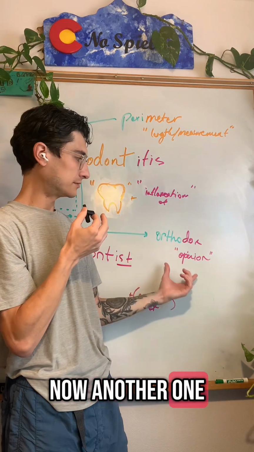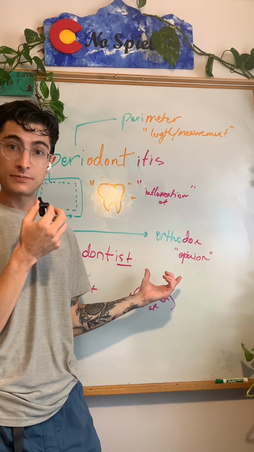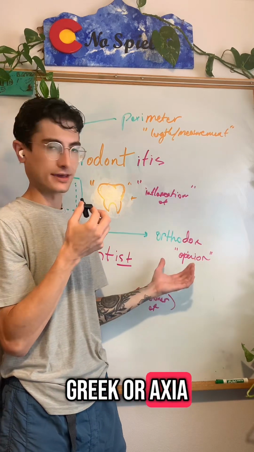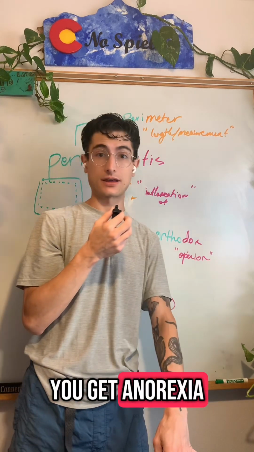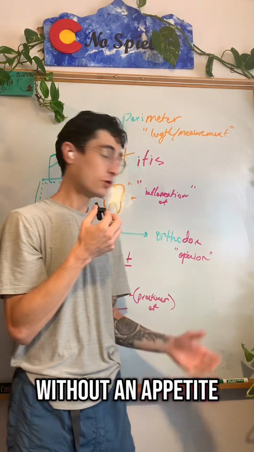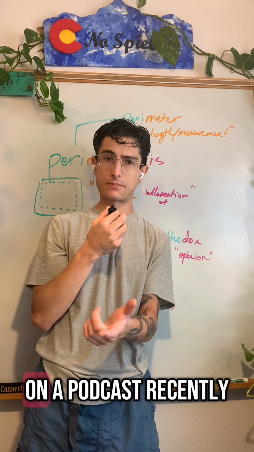Now, another one, well, we have orthorexia. Rexia means appetite in the Greek, or exia. This is where you get anorexia. An means without, rexia means appetite, without an appetite. Orthorexia means correct appetite. I actually just heard this term on a podcast recently.